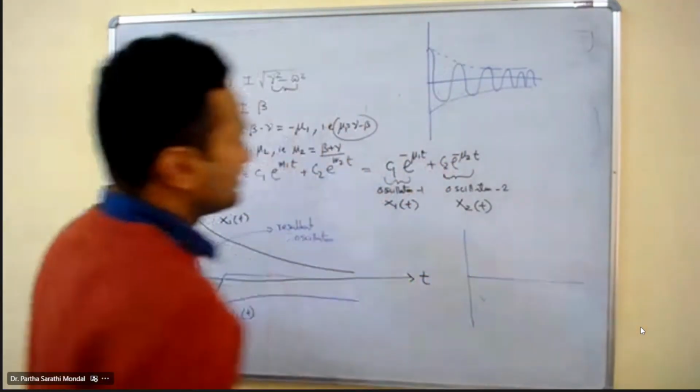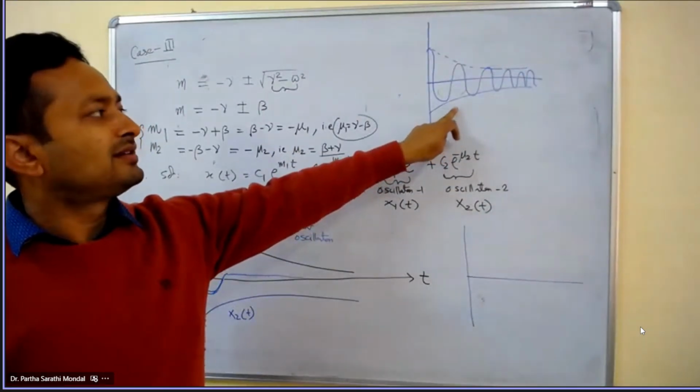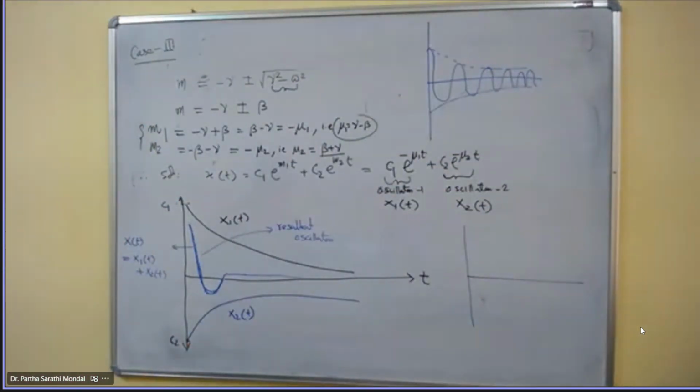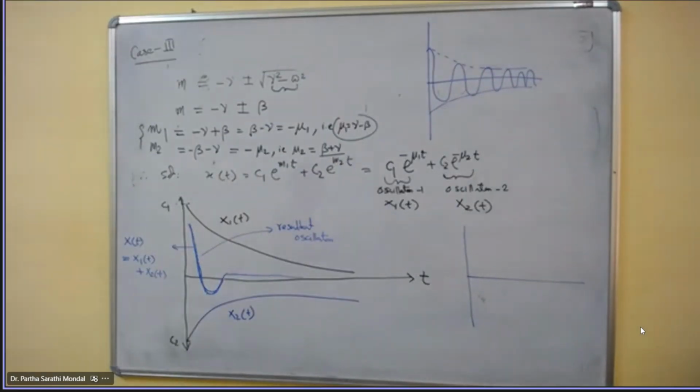Sir, one example of that graph you have drawn in real life situation? This one? Yes, sir. Your grandfather clock. It may not die out. It's a damped oscillation, almost very little damping is there. So a pendulum will keep on swinging over and over.